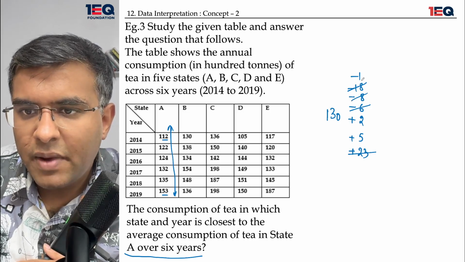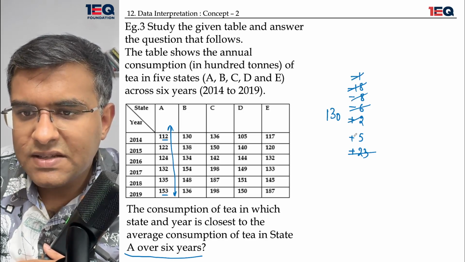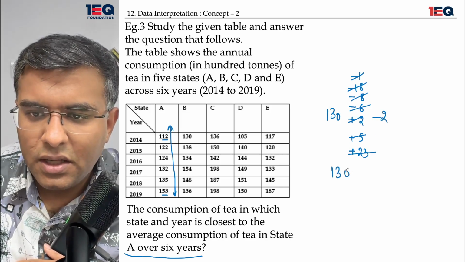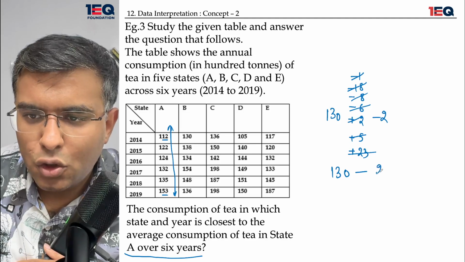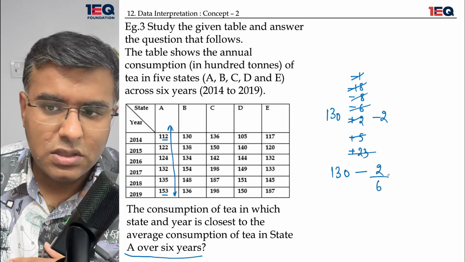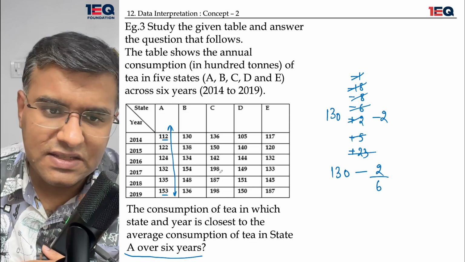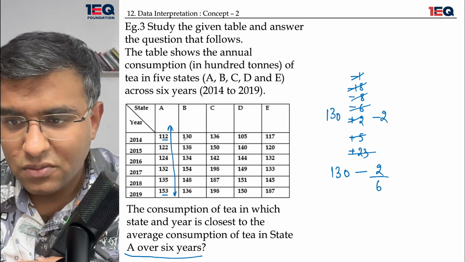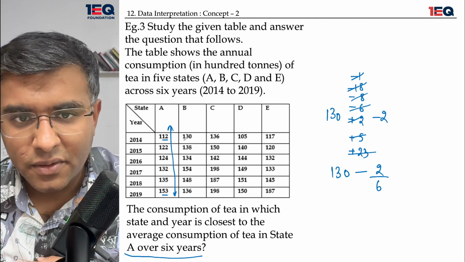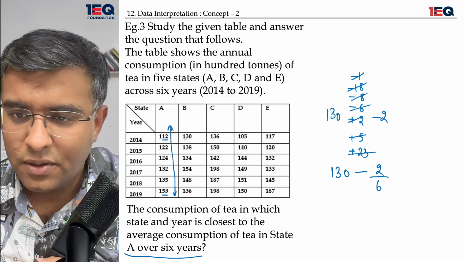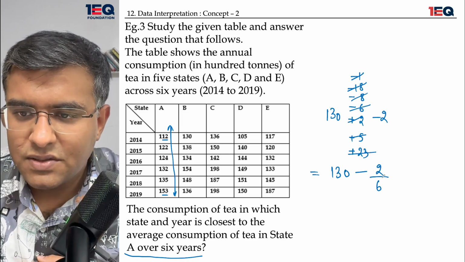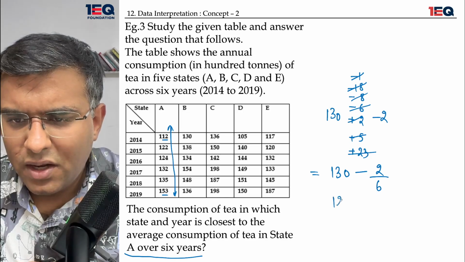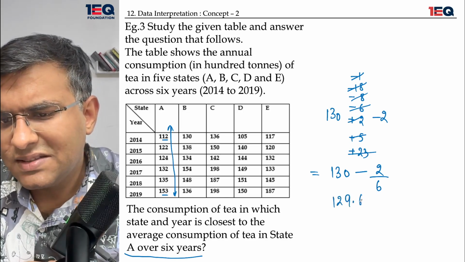Now I have a minus 9 here and a plus 7 here, which brings me to minus 2. So 130 minus 2 by 6. This is the average, and if you really want to learn this method, you may learn it from the average chapter which I have taught. We have 130 minus 2 by 6. This is 130 minus 1 by 3. So this is going to be 129.67.